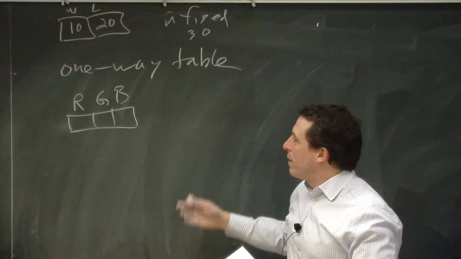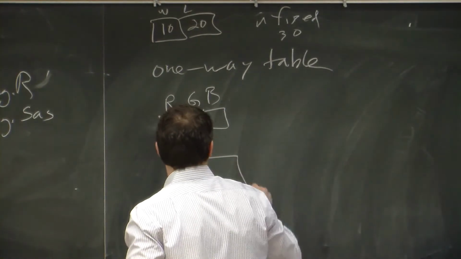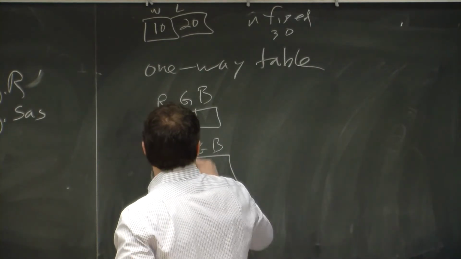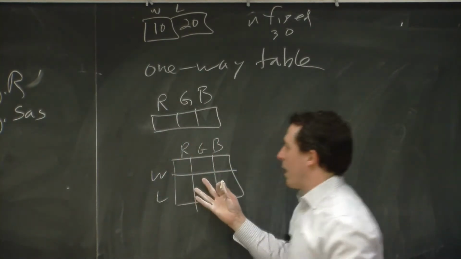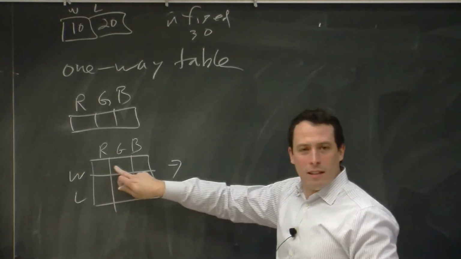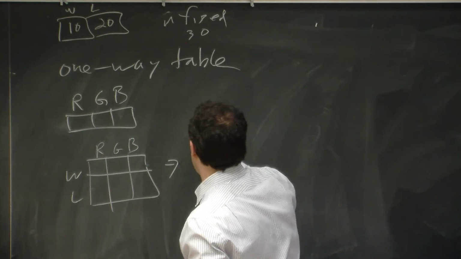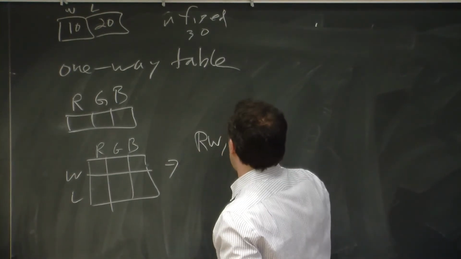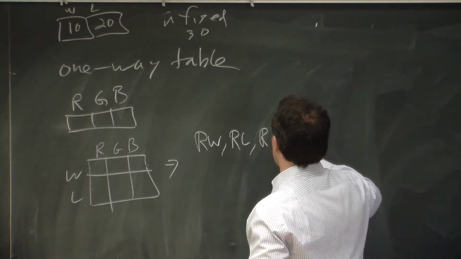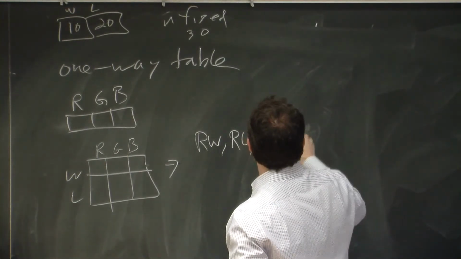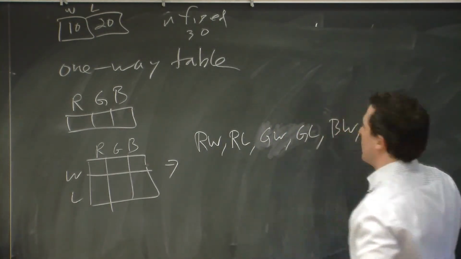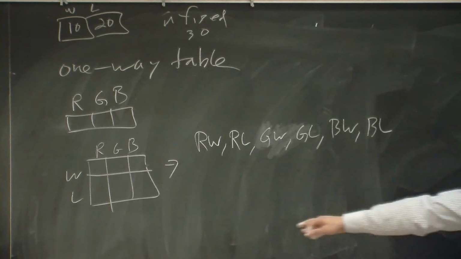So every table, no matter how complex, can be converted. If I had a 2x3 table, of course I could convert that to a one-way table by just giving each cell its own entry, right? So RW, RL, RG, GW, GL, BW, BL. Right? And that's, of course, just like in the computer, there's no such thing as an n-way table.